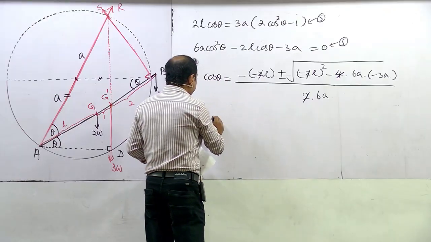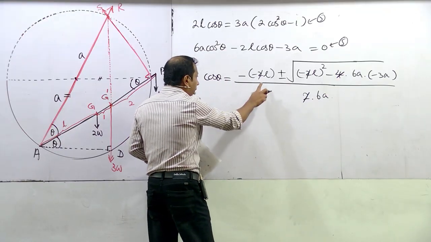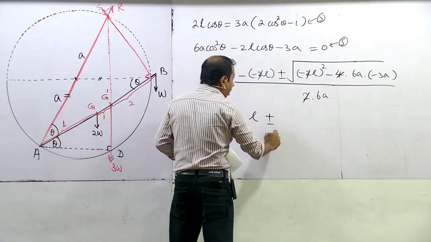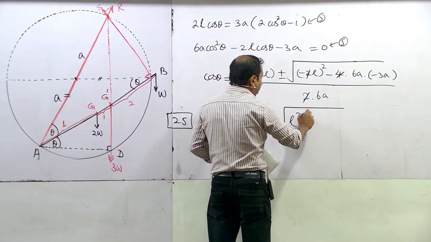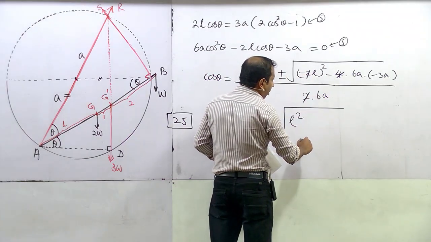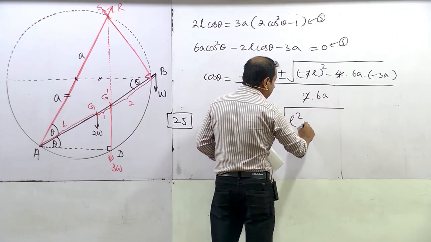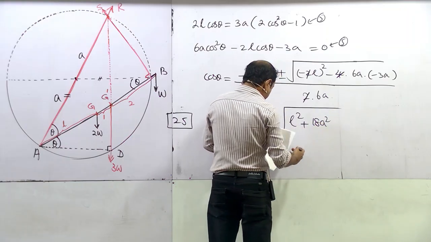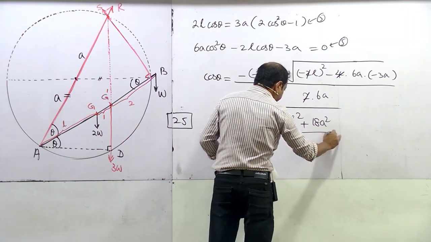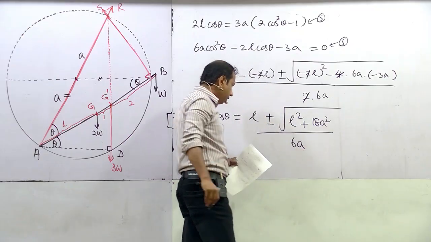Then we get cos theta equals L plus or minus square root of L squared plus 18A squared, divided by 6A. Right.